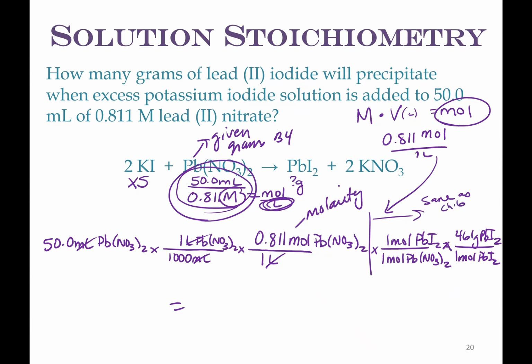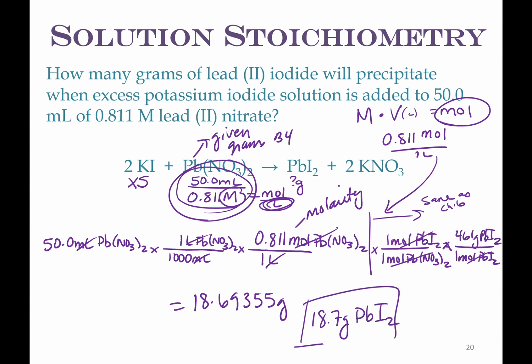So let's do this in our calculator. 50 divided by 1,000 times 0.811 times 1 divided by 1 times 461 gives us 18.69355 grams. So these cancel. We're going to need 3 significant figures, so 18.7 grams of PbI2. That's how easy it is. So it's really very similar to what you just did. The only difference is how you got to moles. No problem, right? We can do that.